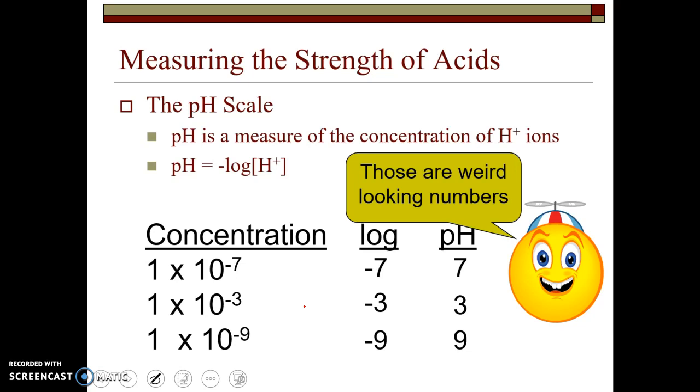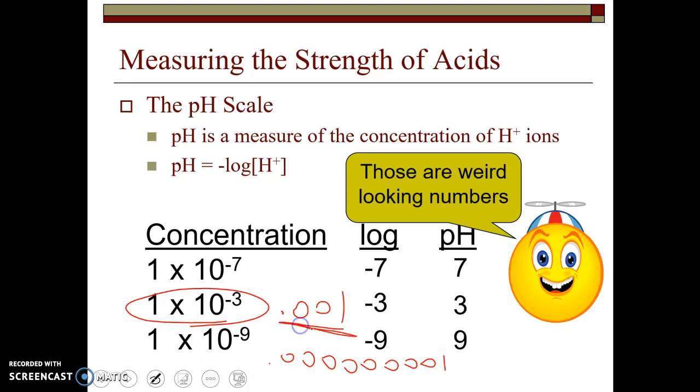Which one of these is the biggest number? And so, yes, 1 times 10 to the negative 3rd, that would be 0.001, whereas 1 times 10 to the negative 9th, we'd have 8 zeros. I don't know if I counted right or not there, but we can see that that is a much bigger number, and so that has a higher concentration of hydrogen ions. So the lower the pH, the stronger the acid, and that's why it works that way.